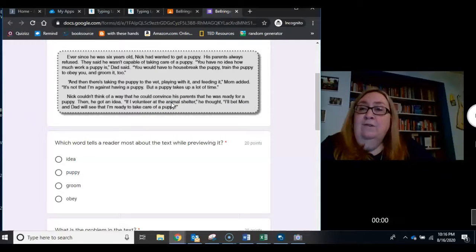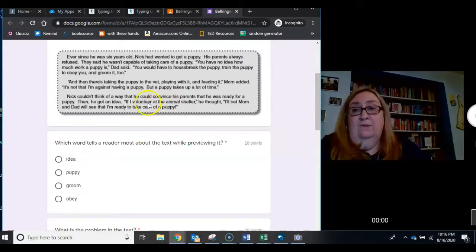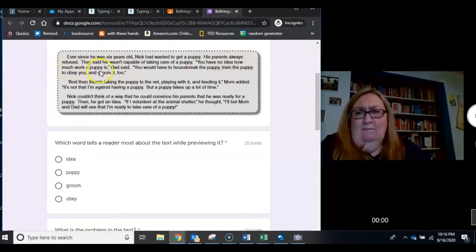Ever since he was 6 years old, Nick had wanted to get a puppy. His parents always refused. They said he wasn't capable of taking care of a puppy. You have no idea how much work a puppy is, Dad said. You would have to housebreak the puppy, train the puppy to obey you, and groom it too. And then there's taking the puppy to the vet, playing with it, and feeding it, Mom added. It's not that I'm against having a puppy, but a puppy takes up a lot of time. Nick couldn't think of a way that he could convince his parents that he was ready for a puppy.